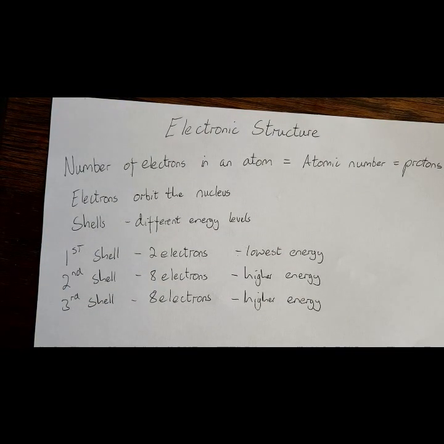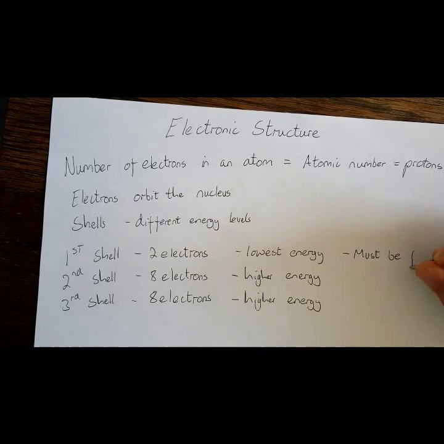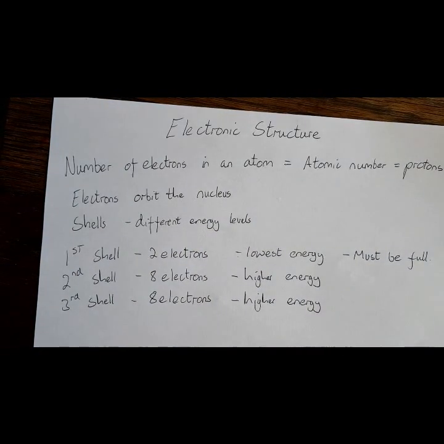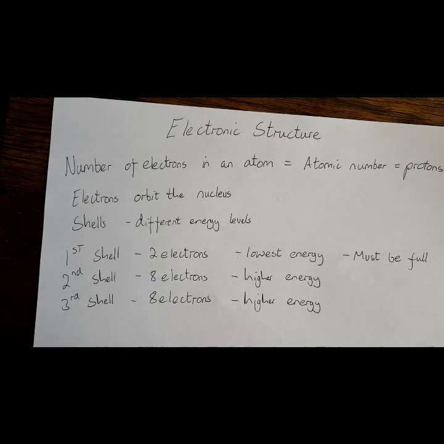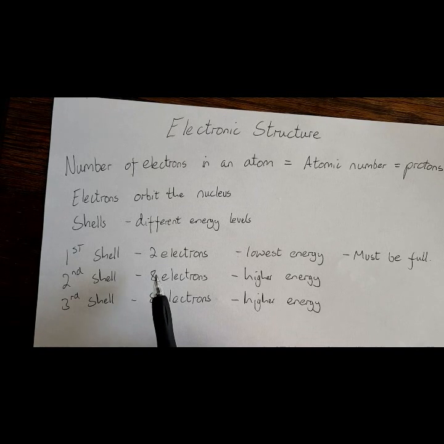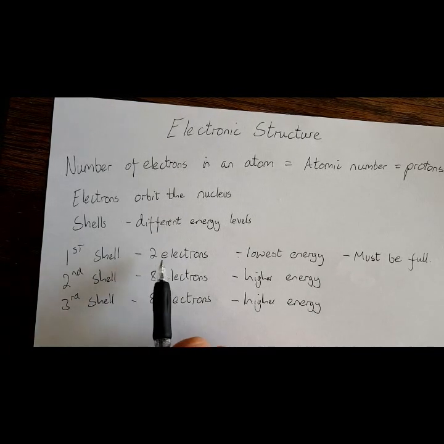Now when we fill in the electron shells, we always have to fill this one in first. It must be completely full before we can move on. So if we only had 2 electrons, they would have to go in this first shell. If we had 3 electrons, we couldn't just put them all in the second shell or all in the third shell. We have to fill up the first shell first. And the first shell always has 2 electrons. So if we have more than 2, we'll be filling that up first and moving on to the next ones.